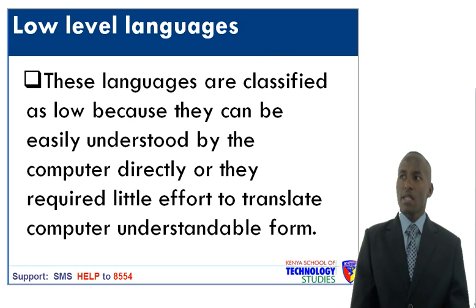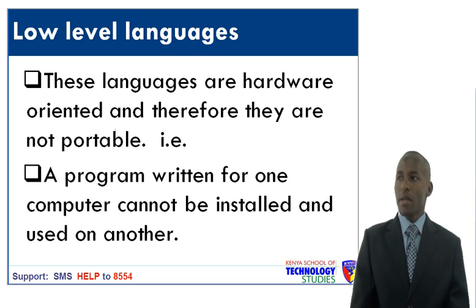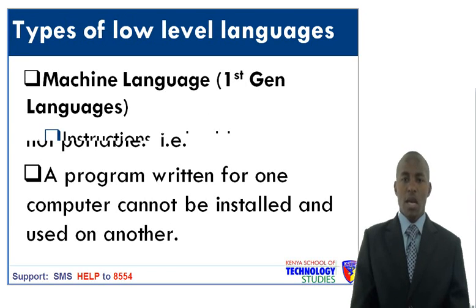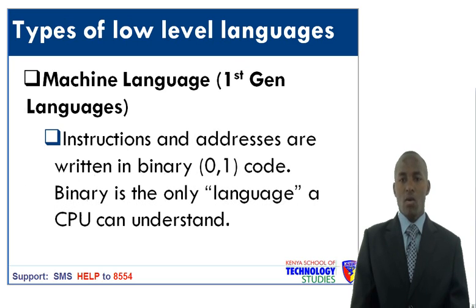These languages are classified as low because they can be easily understood by the computer directly, or they require little effort to translate them to computer understandable form. These languages are hardware-oriented and therefore they are not portable, i.e., a program written for one computer cannot be installed and used on another computer. Types of low-level languages. We have machine language and assembly language.